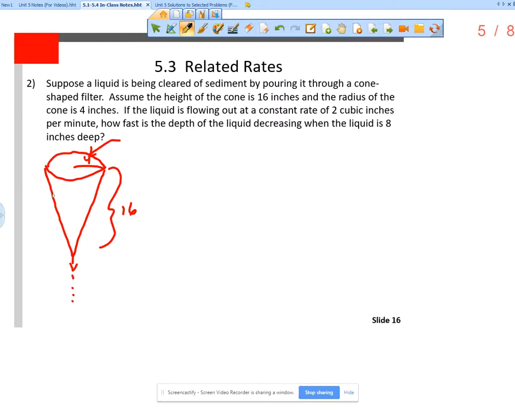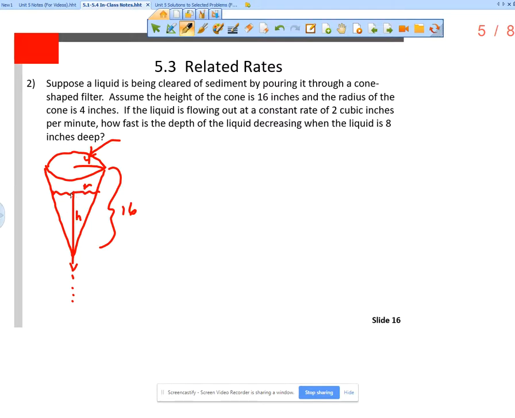Well, you have a certain level of liquid in the filter, and as the liquid flows out, the volume of liquid in the filter is changing. The liquid has a particular height to it and a particular radius to it. If you look at the top of the level of the liquid, it's a circular thing because it's a cone, so it has a particular radius to it.